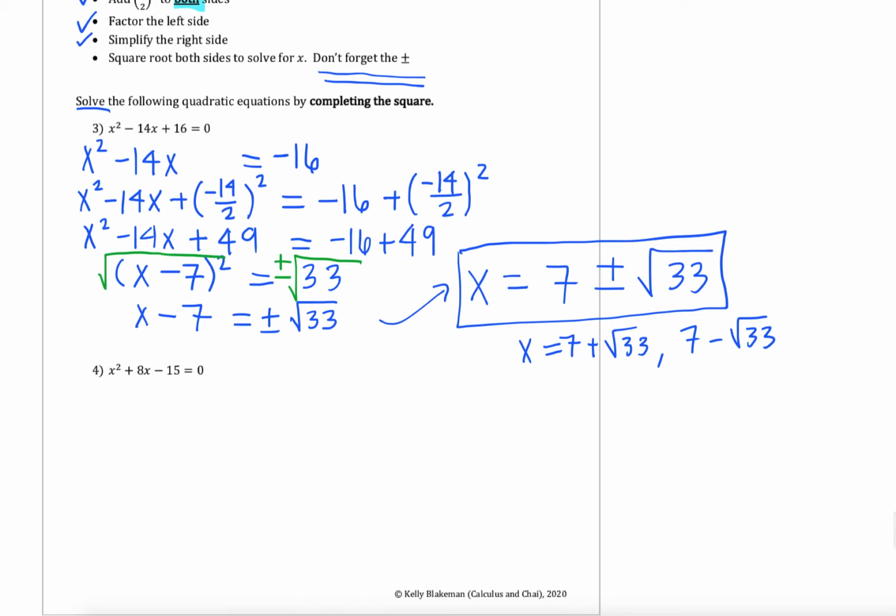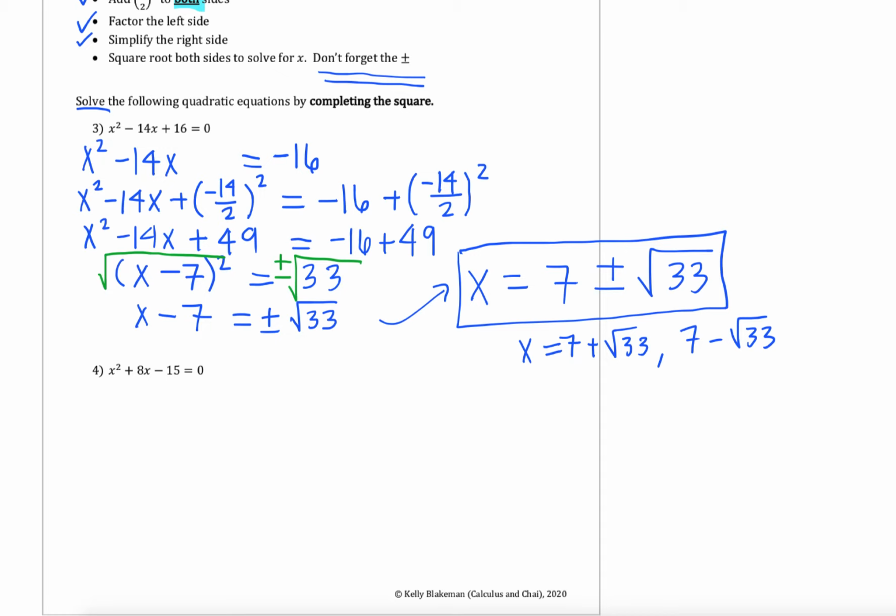Okay. Let's look at example 4. So in example 4, we have x squared plus 8x minus 15 equals 0. Now, if we were to try to factor it, we wouldn't be able to factor this as it stands. There are not two numbers that multiply to be negative 15 and add up to be positive 8 in this case. So I cannot factor this.